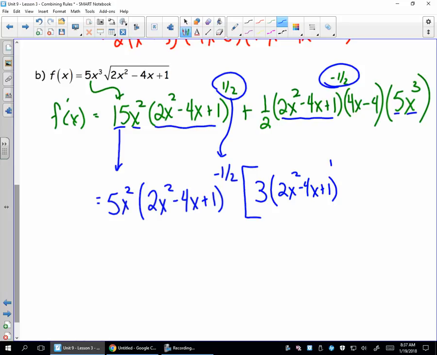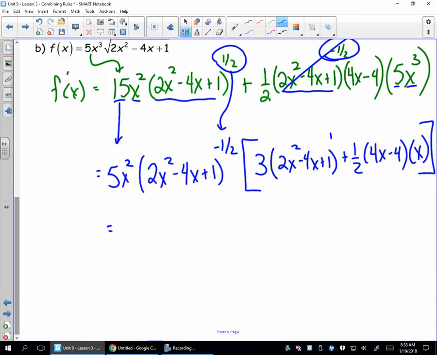Okay, and the next piece, I didn't touch the 1/2, so I still got the 1/2. I took this whole thing out, so that part's gone. I didn't touch the 4x minus 4. I took out the 5, I took out an x squared. Oh, I still got one of these x's left at the end. Okay, we got to simplify this.